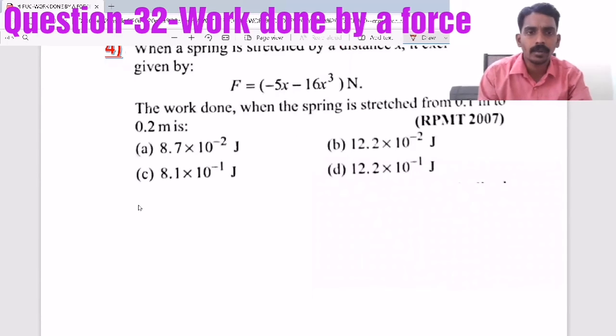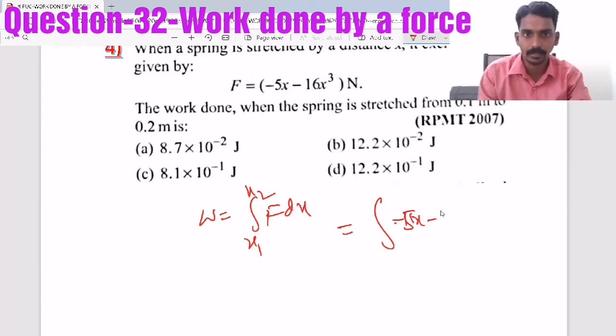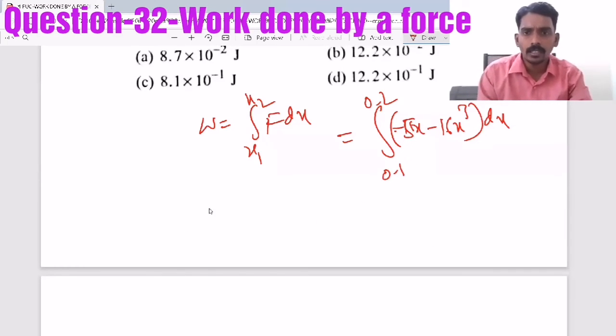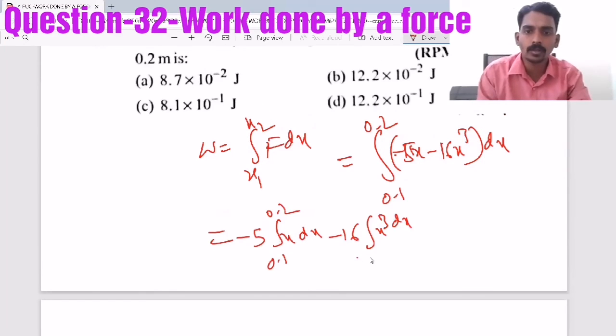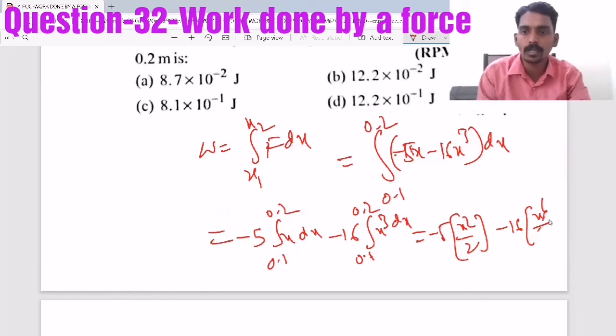Now here the work done by the variable force. So work done equals integration F dx from x1 to x2, where F is integration of minus 5x minus 16x cube dx. x1 is 0.1, x2 is 0.2. Now two terms are there, so write them separately. Minus 5 integration x dx from 0.1 to 0.2, minus 16 integration x cube dx from 0.1 to 0.2. Now minus 5 into x square by 2, minus 16 into x power 4 by 4.